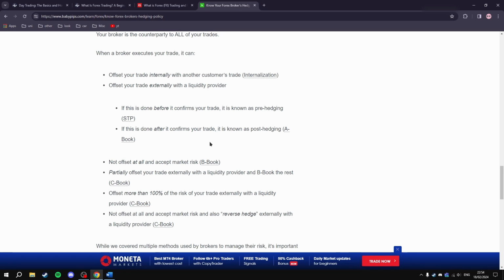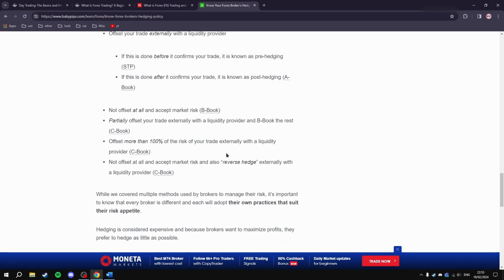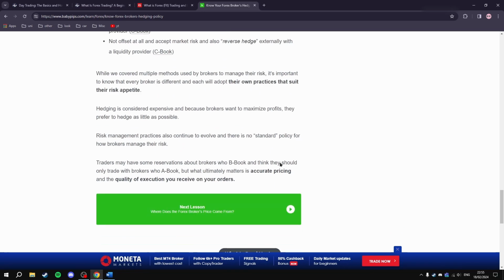Not offset at all and accept market risk, so B-book. Partially offset your trade externally with a liquidity provider and B-book the rest, C-book. Offset more than 100% of the risk of your trades externally with a liquidity provider, C-book. Not offset at all and accept market risk and also reverse hedge externally with a liquidity provider, C-book. So this is a partial hedge, this is over hedge, and this is reverse hedge.